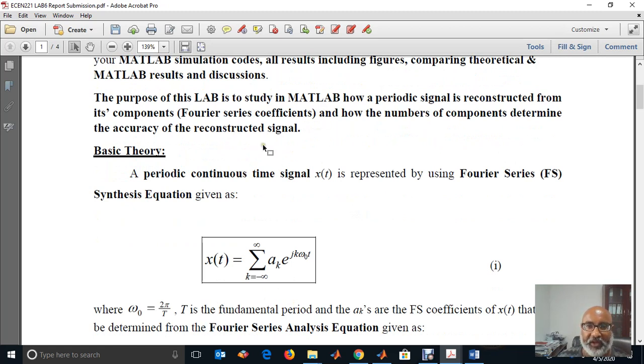The purpose of this lab is to study in MATLAB how a periodic signal is reconstructed from its components, or from Fourier series coefficients, and how the number of the components determines the accuracy of the reconstructed signal.